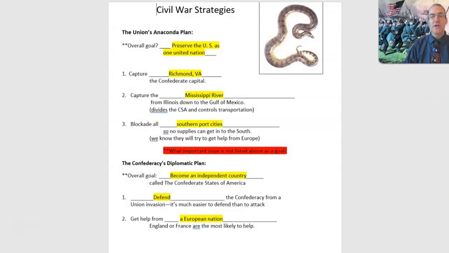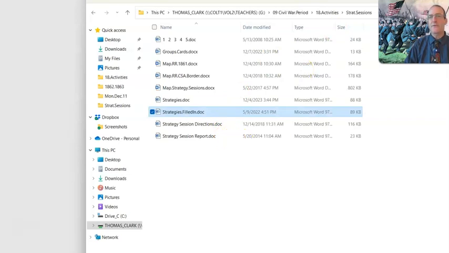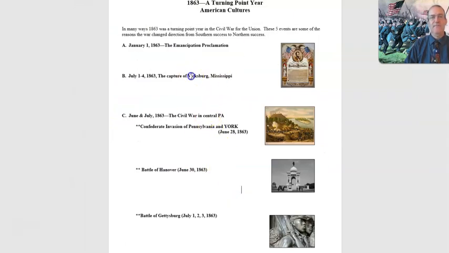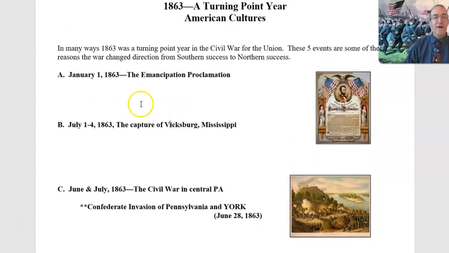So here's where you need the paper that we started out with. There we go. That paper is this one. Turning point year in 1863. So there are 5 things. We'll put some notes on our paper that are big turning points that are going to start to turn the war in a different direction for the Union.